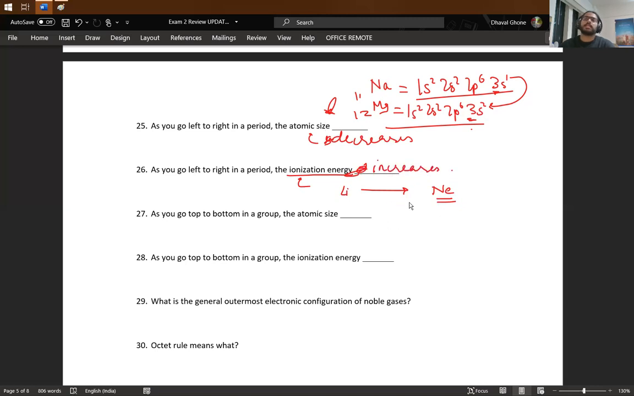Another way to think of this is because the atomic size decreases so much and the electrons are so close to the protons, it's much harder to remove them because their attraction is stronger.